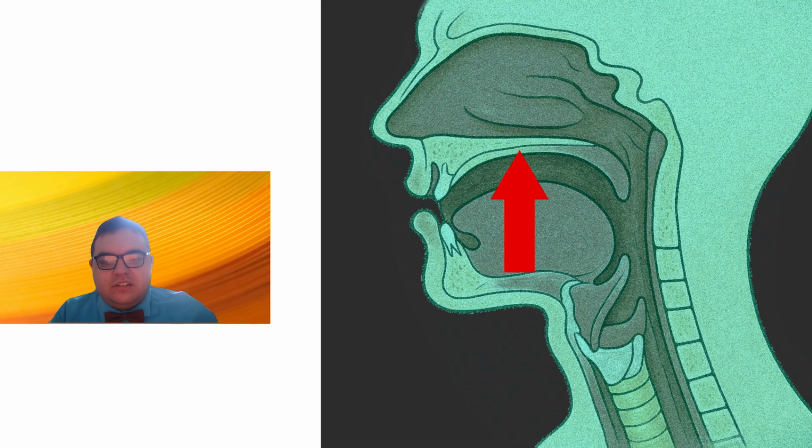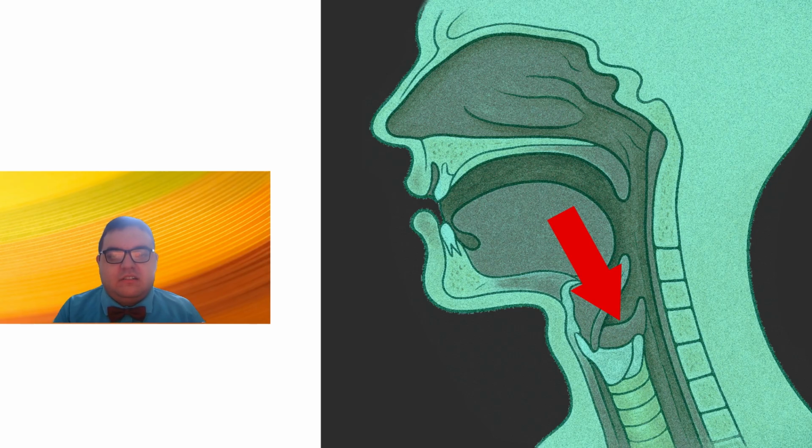And that allows us to say the Y sound. We also have the velar, which is the soft palate. Basically, the back of our tongue raises when we want to say the K sound. And finally, we have the deepest part of the mouth, the glottal, which is the space between the vocal cords when it opens to let sound out. And it allows us to make the H sound.